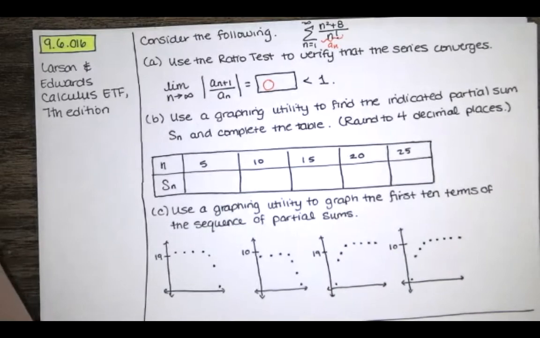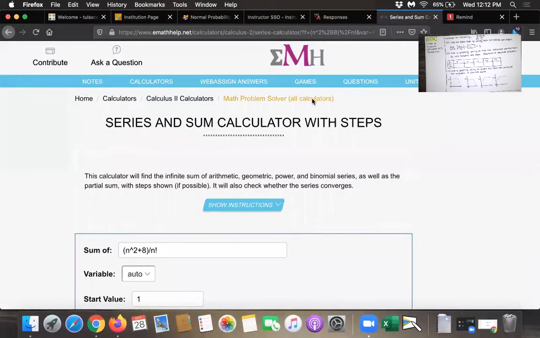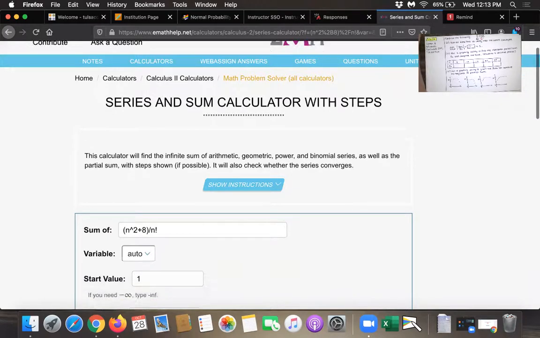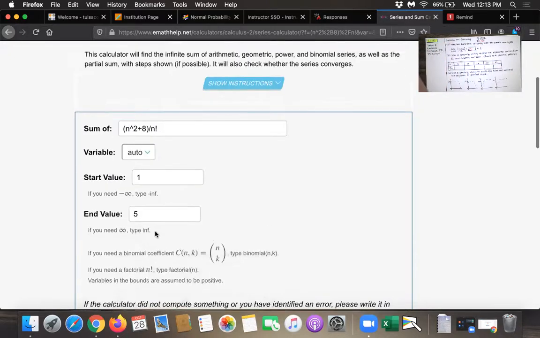To do that, I will share my screen with you. I found this calculator at emathhelp.net, under calculators, calculus 2, series calculator. I found this by just Googling partial sum calculator, and I think it was the first option. Actually, I didn't use Google. I used DuckDuckGo, which gives you a little bit more privacy. But I've typed in the nth term, n squared plus 8 over n factorial. And then I want my starting value to be n equals 1 because that's what was given over here. And for the fifth partial sum, I want to go to n equals 5.